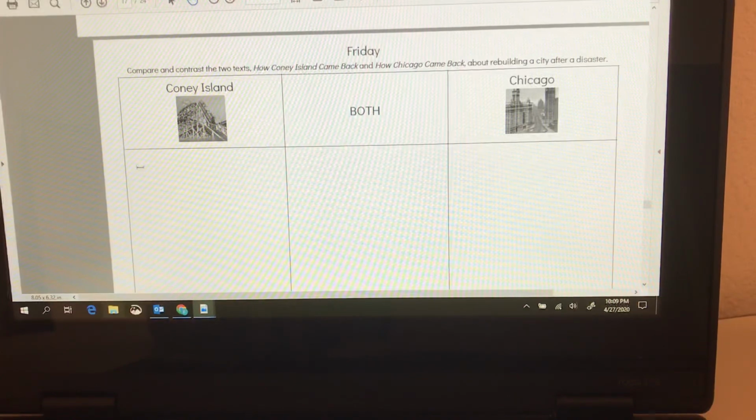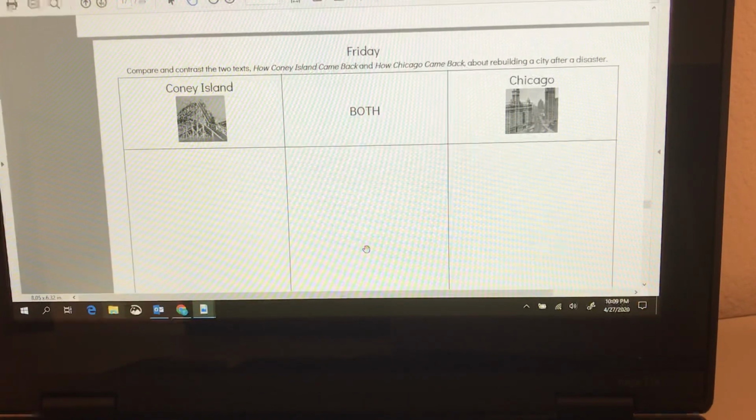So go ahead and give maybe 2 details about Coney Island, 2 details about Chicago, and maybe 1 or 2 of how they were both similar in the middle.